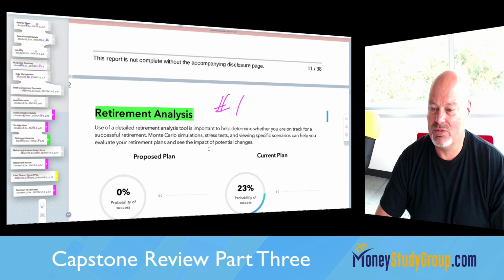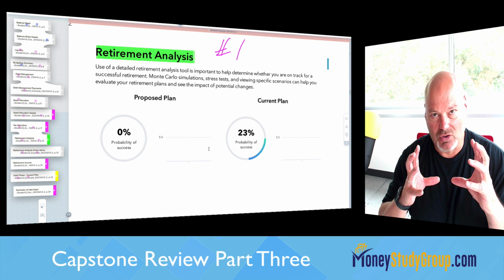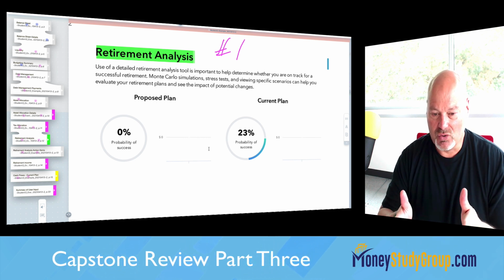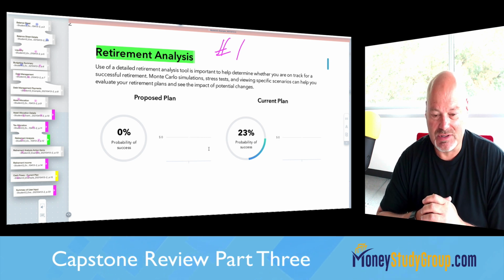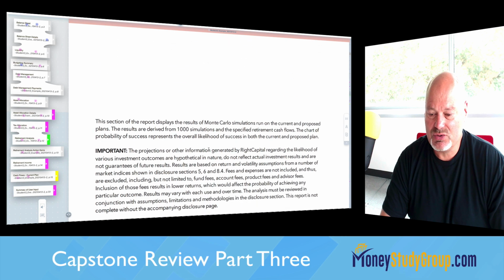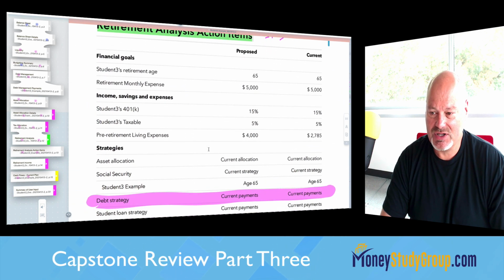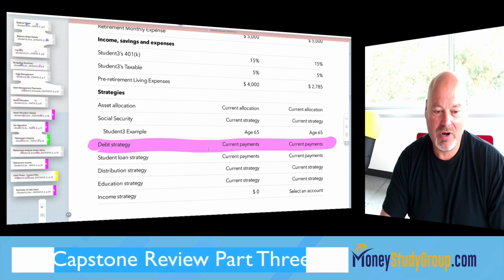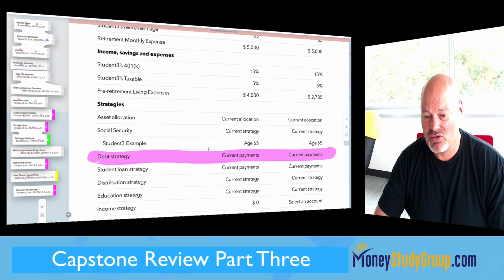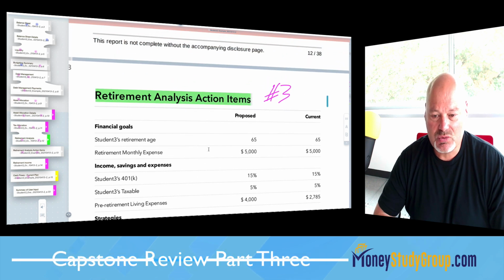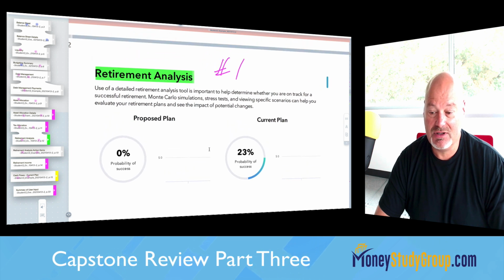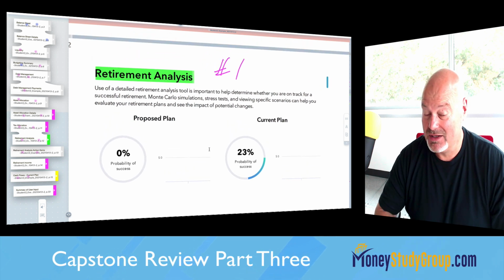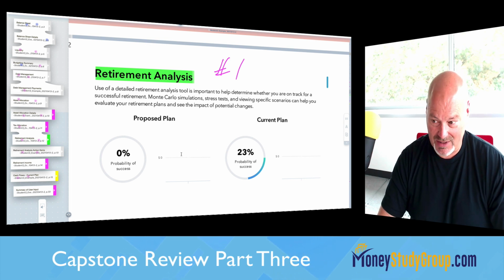And then we get into the retirement analysis, and this is really the core piece of your financial plan, where your plan gives you a percentage of probability of success. And so we get into the action items, and this is an important part of your capstone, to show me what you've done, what you tweaked in your retirement to move the needle. So in this case, the student didn't really get much needle movement, and you can see why if you scroll down and look at what they did in their plan.